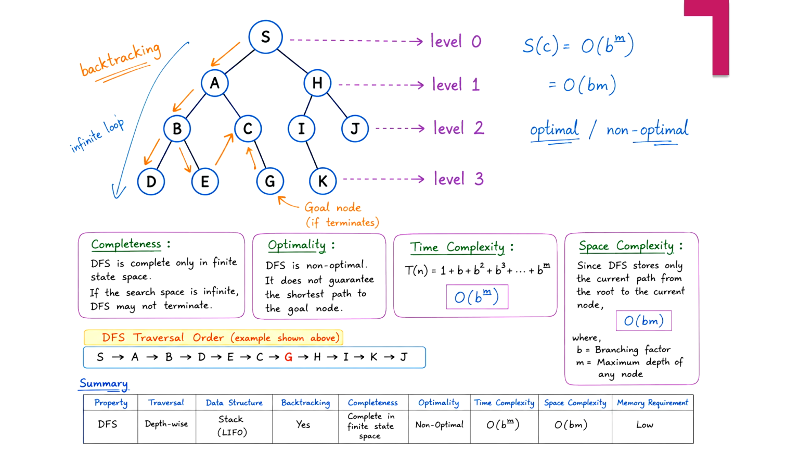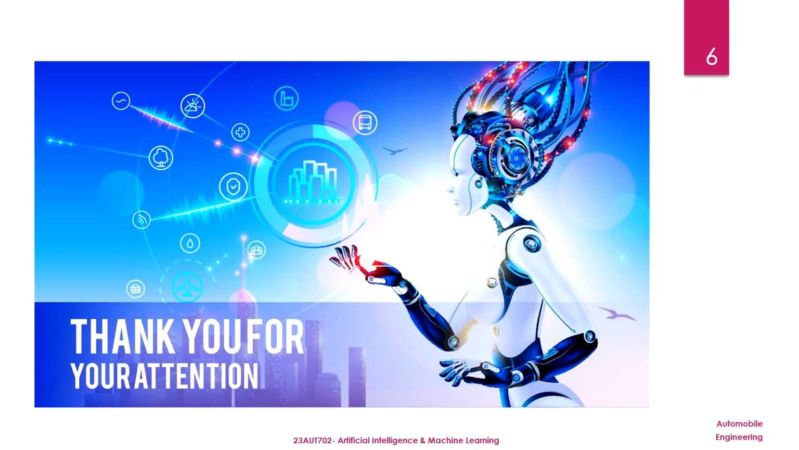And we have completeness, optimality, time complexity, and space complexity. These four parameters we have to check for this algorithm. Thank you.